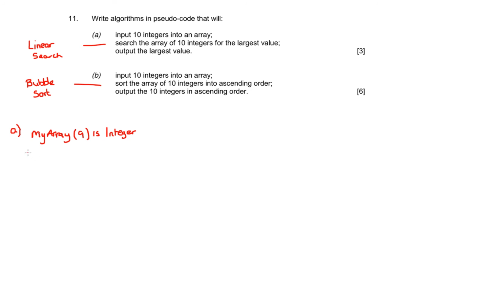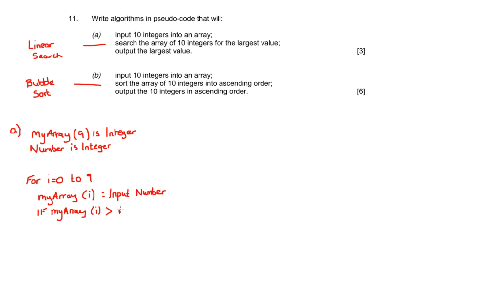So I'll say for I equals 0 to 9. And then I will start by saying my array at the position of I is assigned the input number. So I will loop through the whole of my array, each element, and input a number. Then inside that loop, I'll say if my array at the position of I is greater than max. Max is declared as a variable to hold the maximum value.